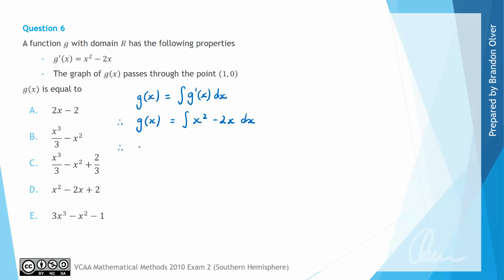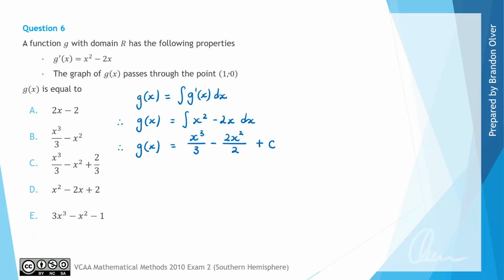Now if we go on to compute that, we'd find that g of x is equal to, we add 1 to the power, so we'd get x to the power of 3, and then we divide by the new power, and then we'd subtract 2x to the power of 2 and divide by the new power. And when we integrate we also get plus c, which is a constant of integration which takes into account any vertical translations that were lost during differentiation.